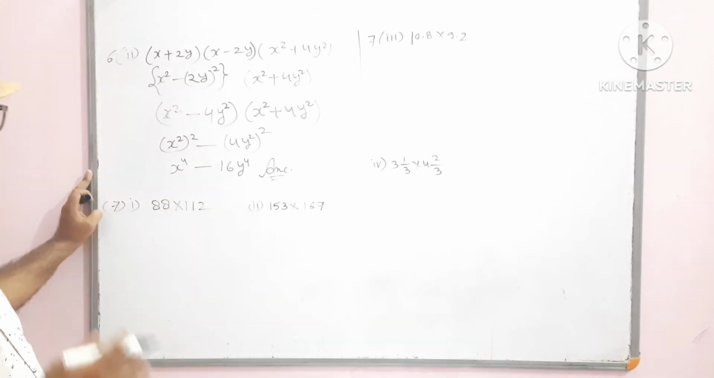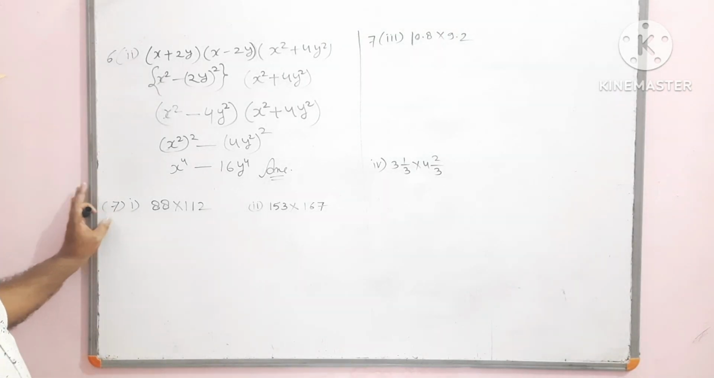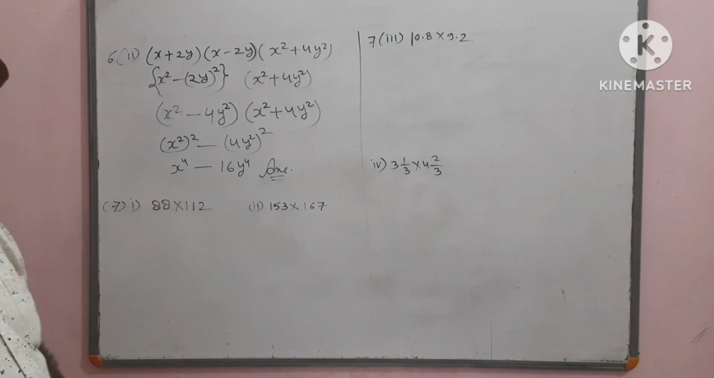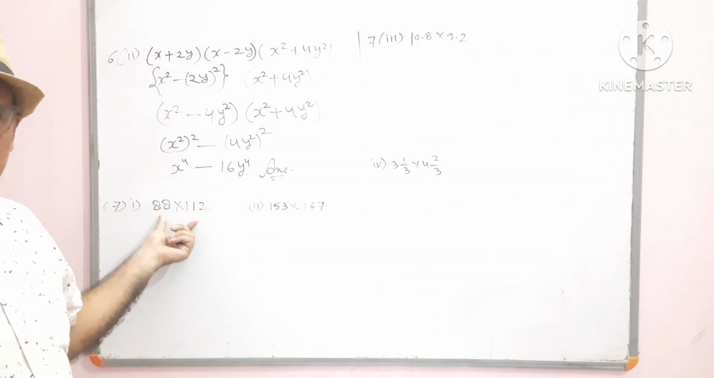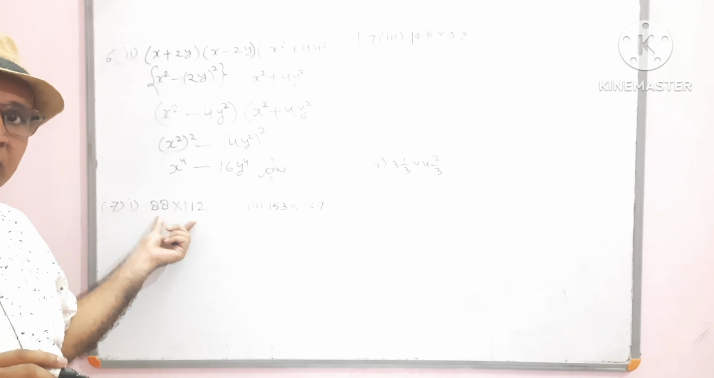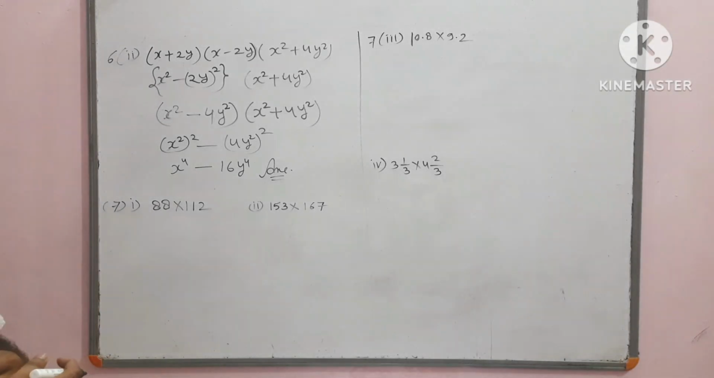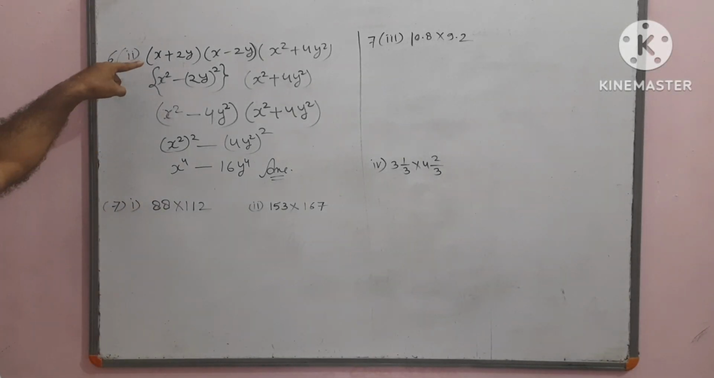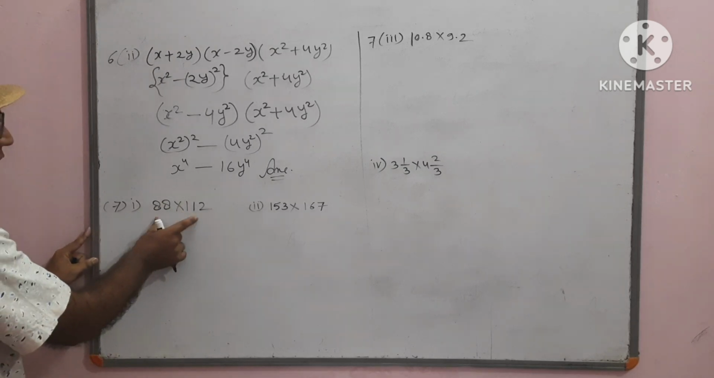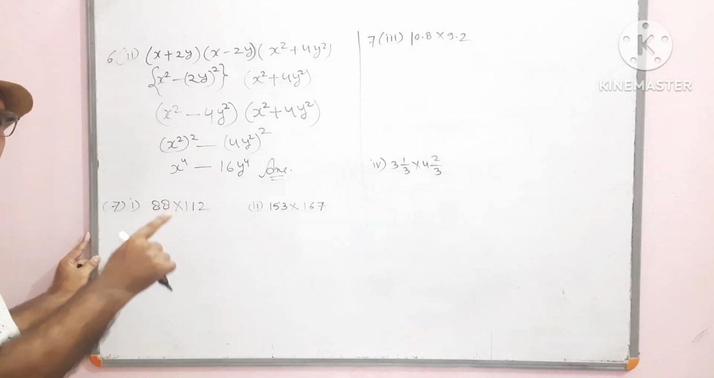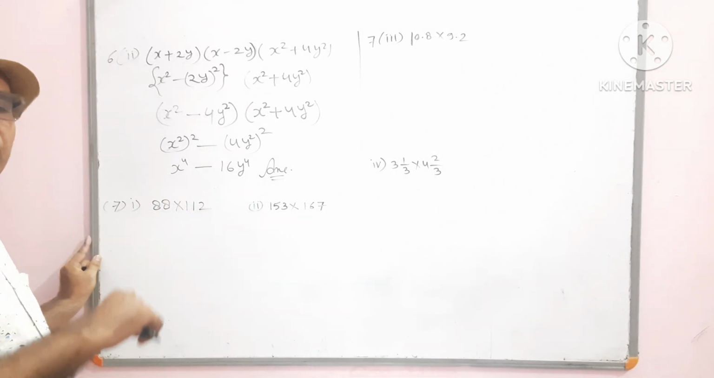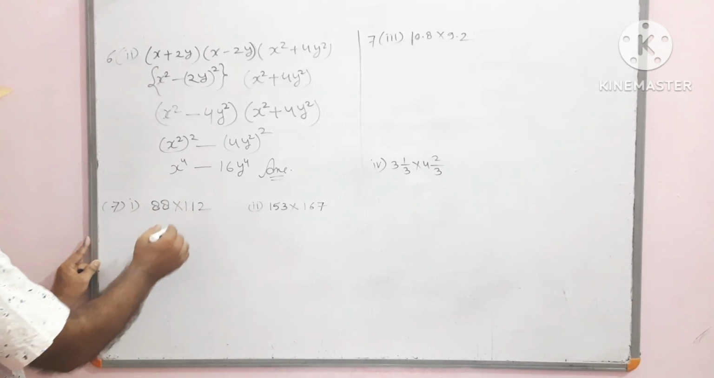Okay. Now coming to question number 7: 88 into 112. Watch. This is looking like a direct multiplication, but you have to solve this question by using the identity. The identity which you have used here: A plus B into A minus B. Just watch this number. We have to convert these numbers in the form of A plus B into A minus B. Just notice it.